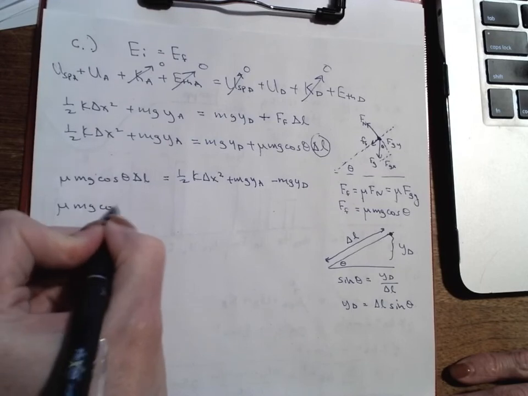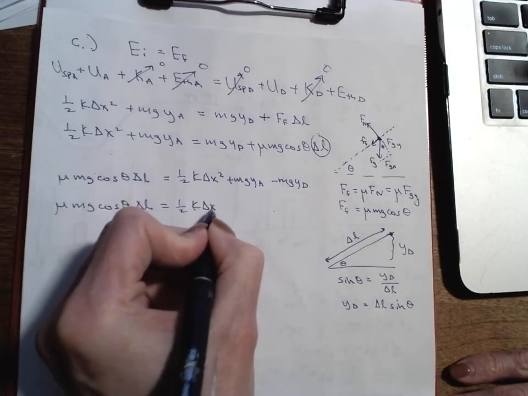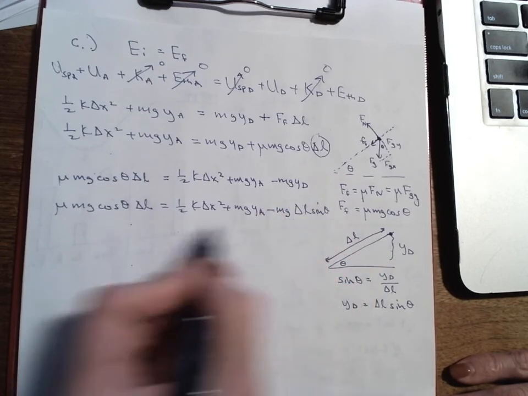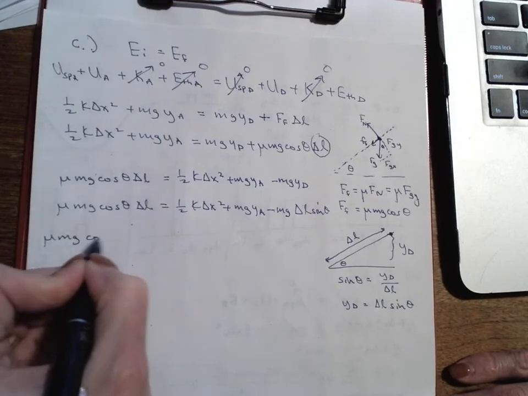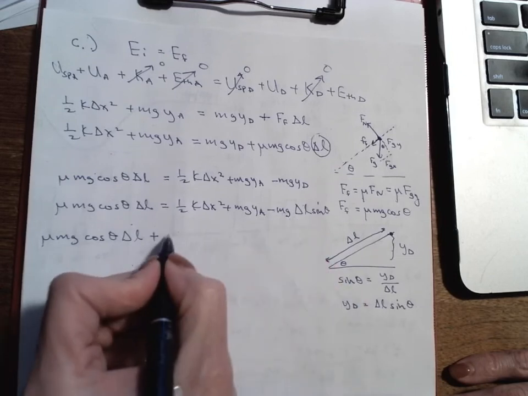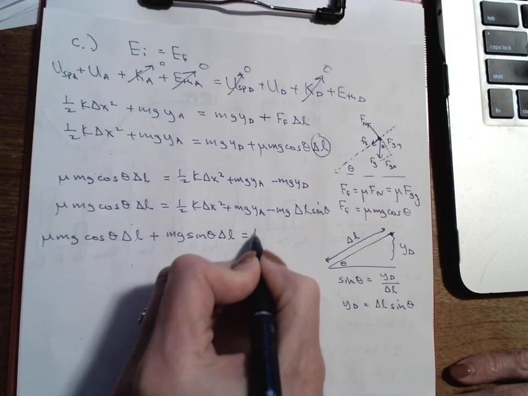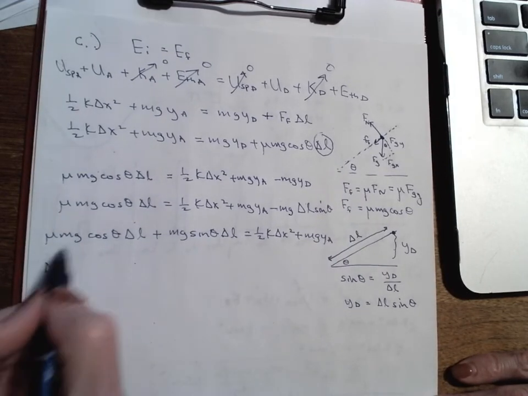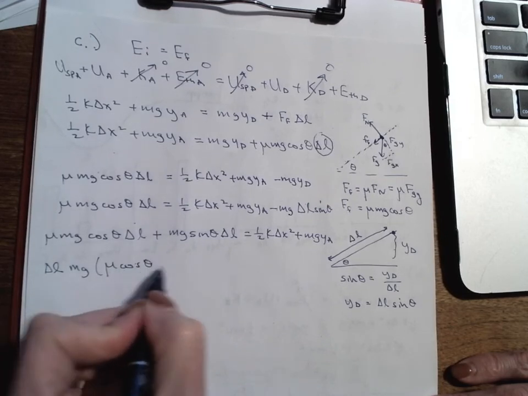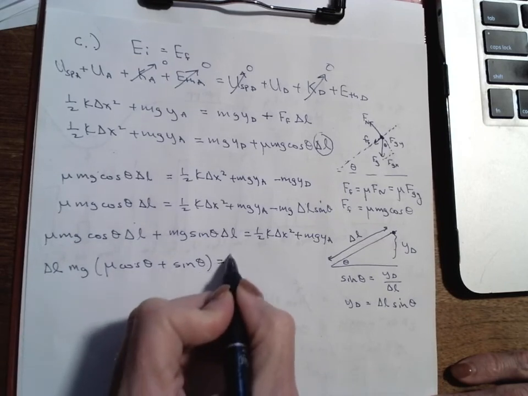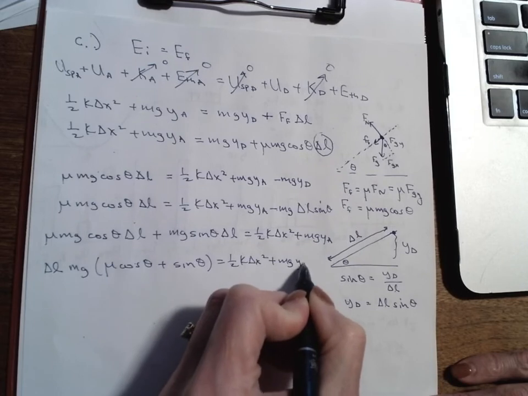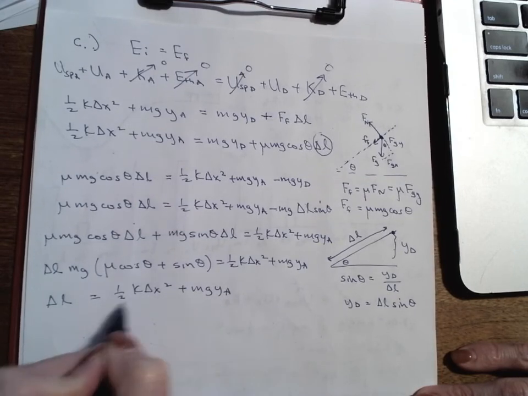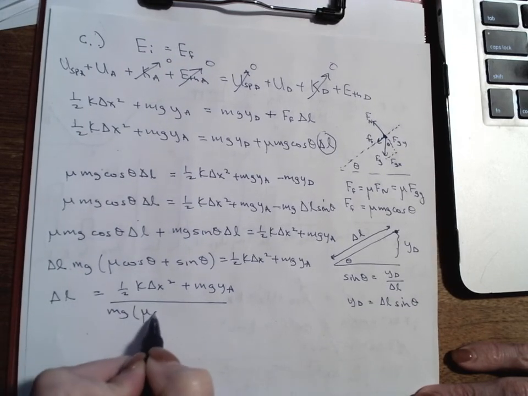So mu mg cosine theta delta L is equal to 1/2 k delta x squared plus mg ya minus mg delta L sine theta. So I'm going to bring this over to this side so I have my delta L's together. So mu mg cosine theta delta L plus, I have to add it to both sides to bring it over, plus mg sine theta delta L is equal to 1/2 k delta x squared plus mg ya. So factoring out my delta L, I can also factor out an mg. I get mu cosine theta plus sine theta is equal to 1/2 k delta x squared plus mg ya. And now solving for delta L, I get 1/2 k delta x squared plus mg ya, all over mg times mu cosine theta plus sine theta.